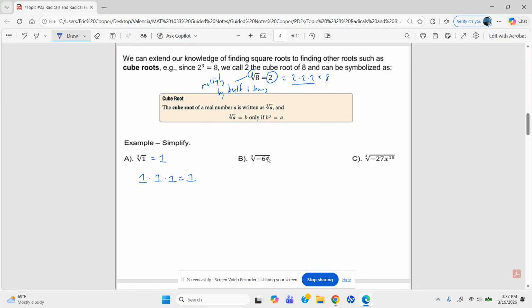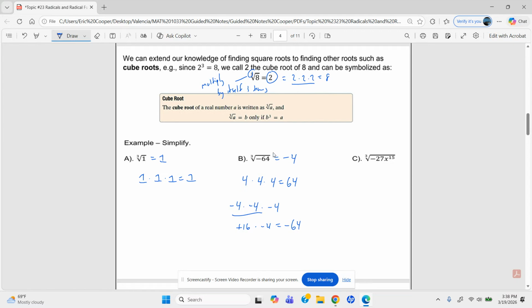The cube root of negative 64. Forgetting the negative for a second, what number times itself 3 times will give us 64? We know that answer is 4. 4 times 4 is 16, times 4 is 64. But can we do a cube root with the negative on the inside? Well, if it holds true, then all of these should have to be negative 4. What happens when I multiply negative 4 by itself 3 times? Negative 4 times negative 4 is positive 16, but I multiply it again by a negative 4, and I get a negative 64, which is what I have here. So the cube root of negative 64 is negative 4.